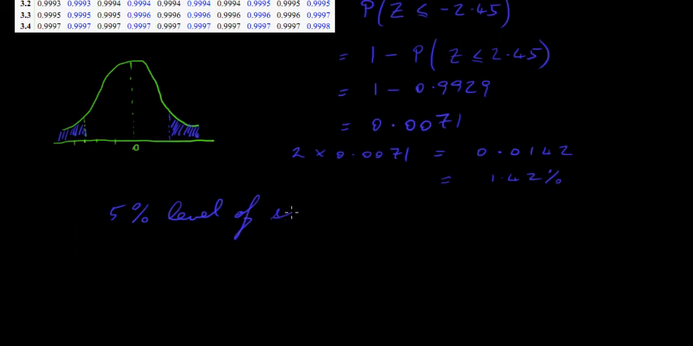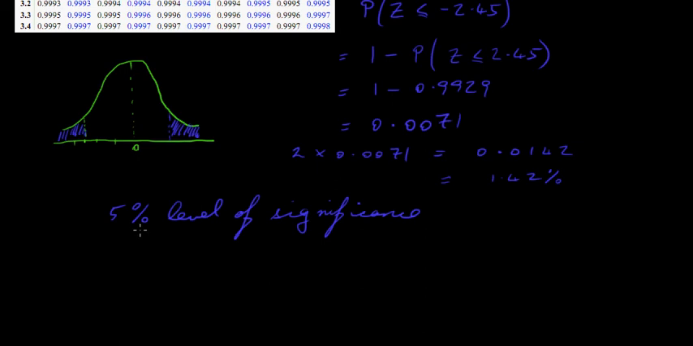Now remember that we're looking at a 5% level of significance here. So this is much less than 5%. In other words, the probability of appearing in this part of the graph here and this part of the graph here is much less than the 5% level of significance. So we would, in this case, reject our null hypothesis. There's a very, very low probability that we would get a result down here and up here as well.